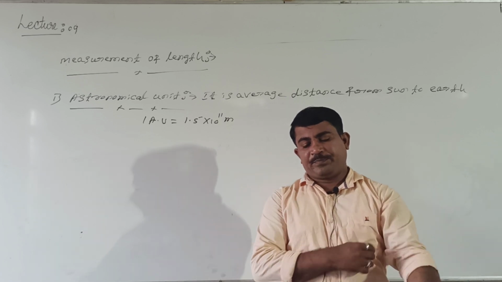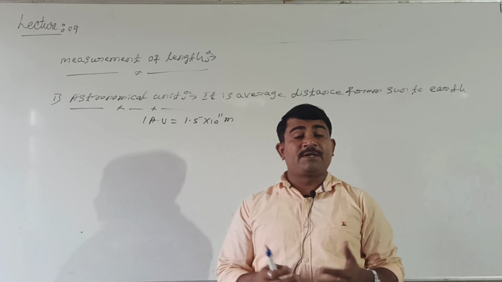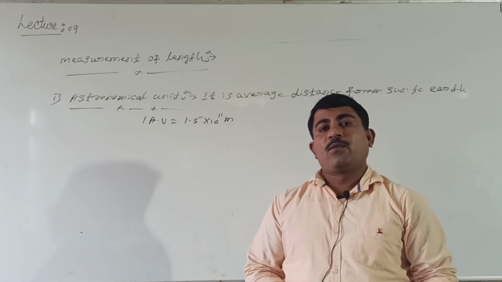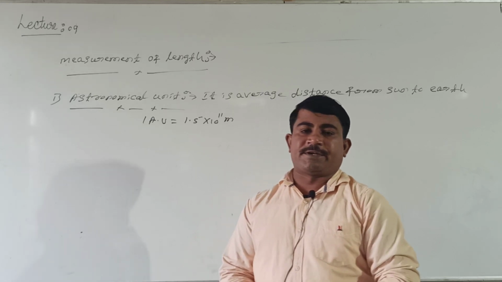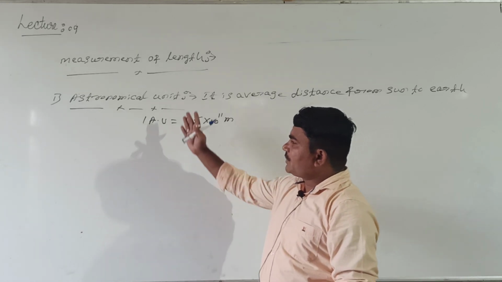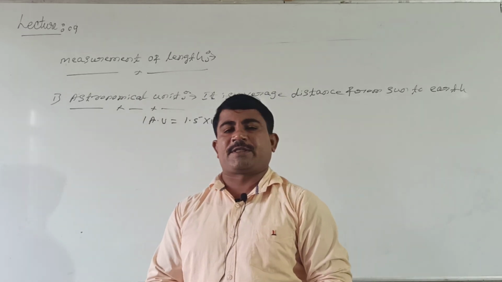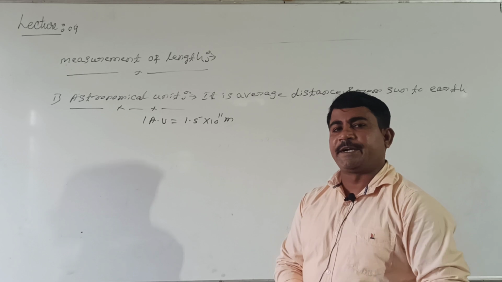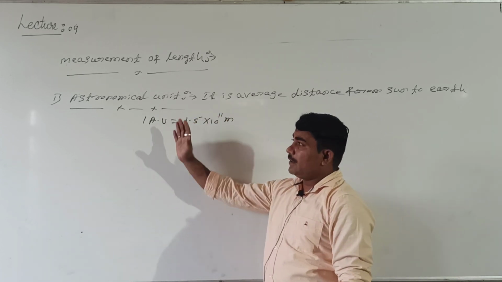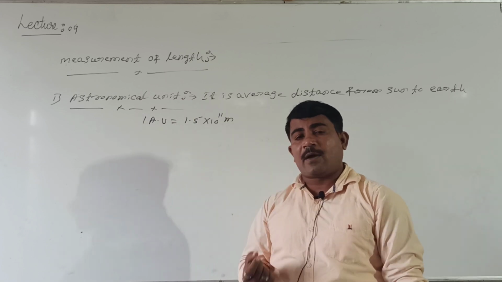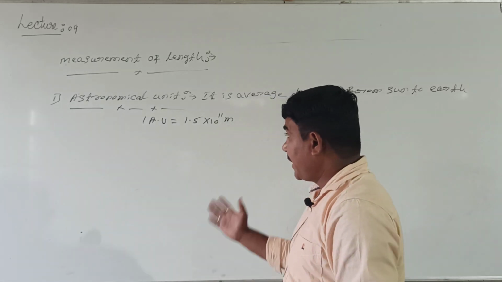Students, actually length is measured in terms of two methods. One we call the direct method and the second we call the indirect method. These are the direct methods of measuring length. The astronomical unit is a direct method. The indirect method we will see later. Now remember, in the direct method we say the astronomical unit is the average distance from the Sun to the Earth.